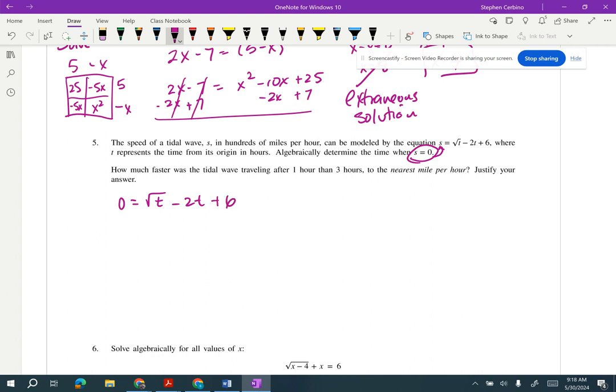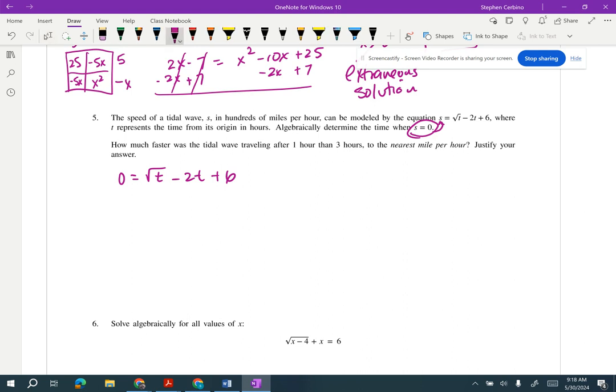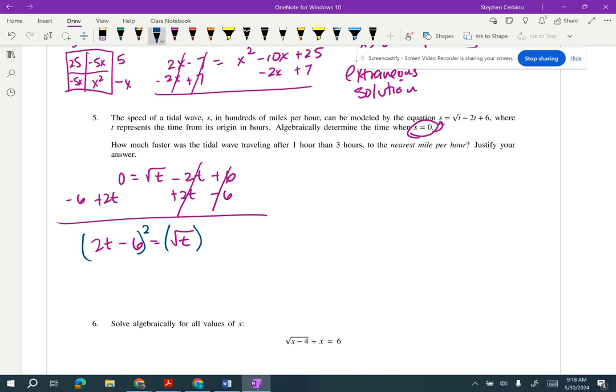So we need to isolate the square root of t before I can square both sides. So I'm going to add 2t to both sides, and I'm going to subtract 6 from both sides. That's going to give me, and I'll reorder this, 2t minus 6 equals the square root of t. Just like above, I can square both sides. Well, if I do that, I'm going to get 2t minus 6 squared equals t, because remember, the square root of something squared is going to just be that number underneath. It's opposite operations. So again, somewhere off to the side, let's multiply that out.